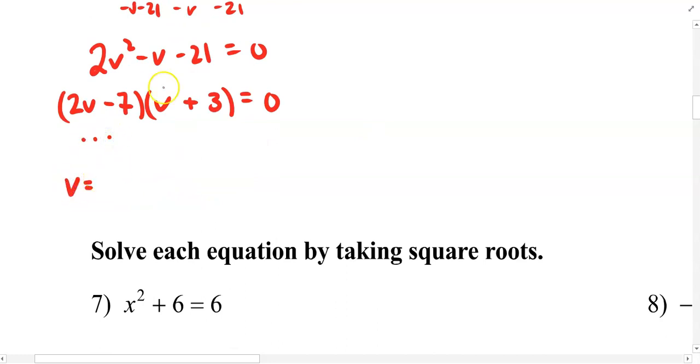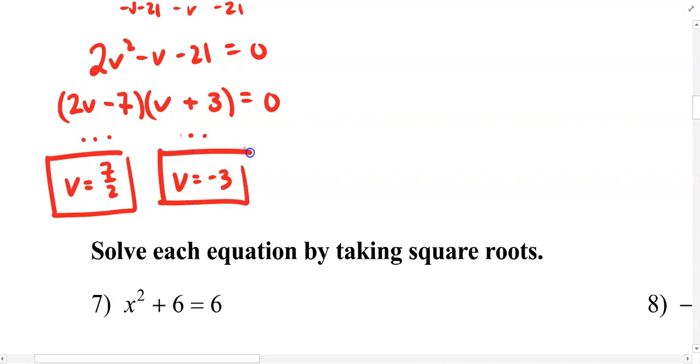Again, if you've had enough practice, you'll know that by setting this factor equal to 0, we could add 7 to both sides and then divide by 2, and that's going to leave us with 7 over 2. And with the factor on the right, we see that our solution would end up being -3.